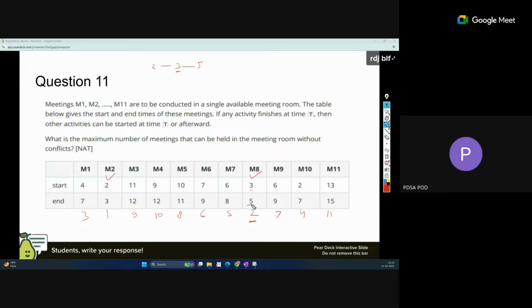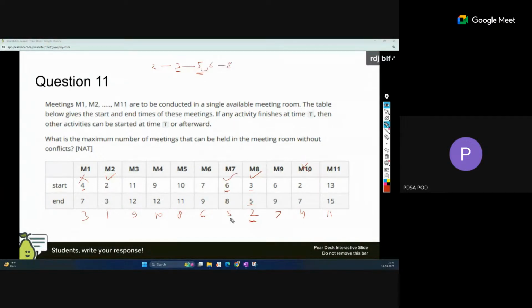Now 5 is the ending time. For the next activity we will check against this end time. This one starts at 4, and the previous activity completes at 5, so this is not possible. We will ignore this. The fourth one is again starting at 2, so that is also not possible because our end time is 5. The fifth one is starting at 6. Yeah, that is possible. There is one gap, but 6 to 8.